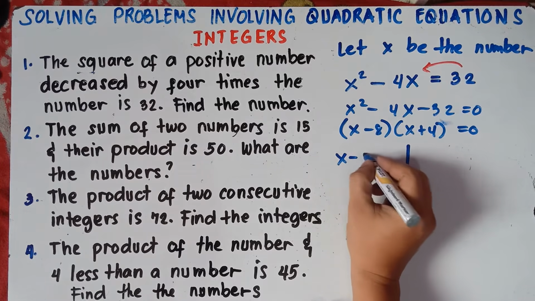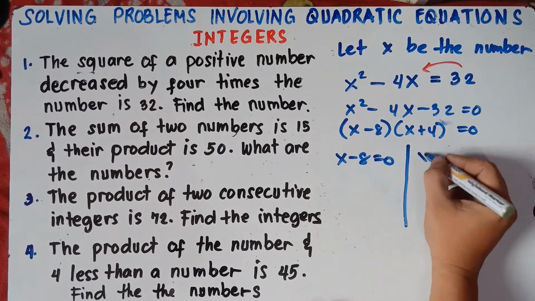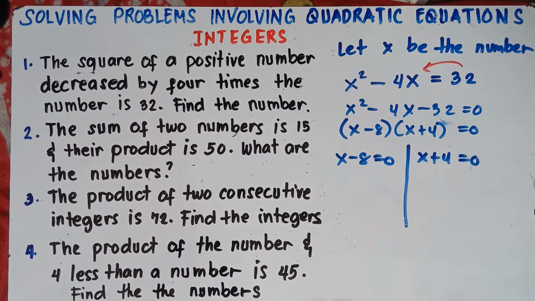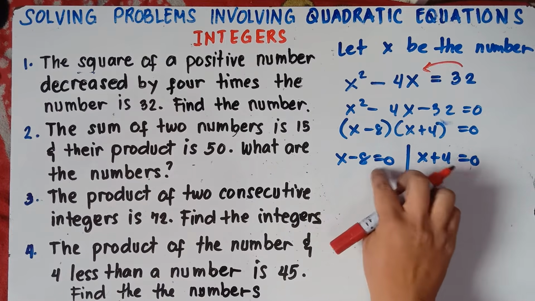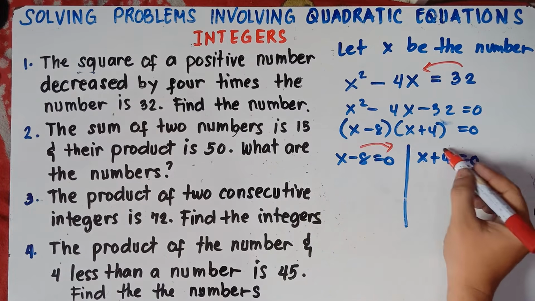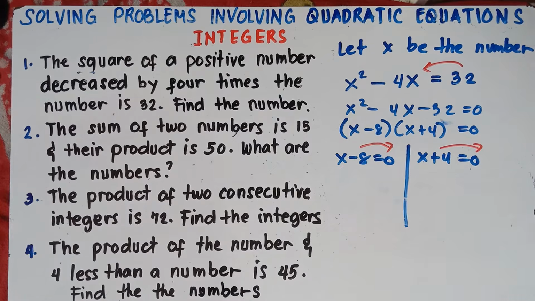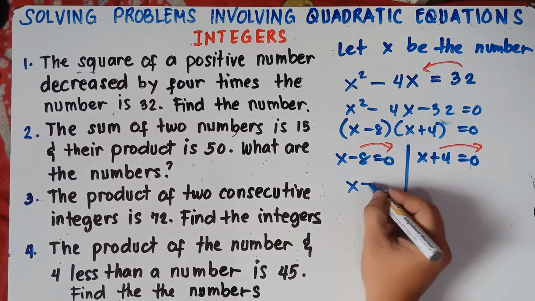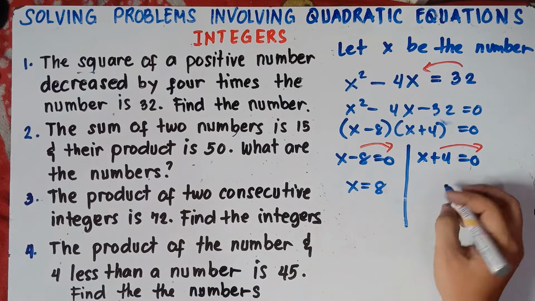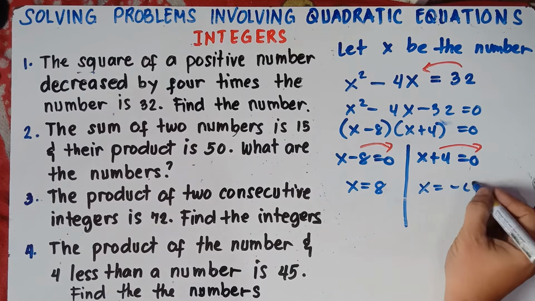This will be x minus 8 equals 0. X plus 4 equals 0. And to get the value of x, you just simply transpose this negative 8 from left to right of this equal sign. Once again, once you transfer an equation, you always change the sign. This is negative 8, it will be positive 8. This is positive 4, it will be negative 4.